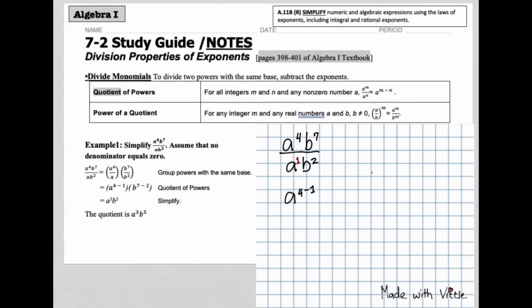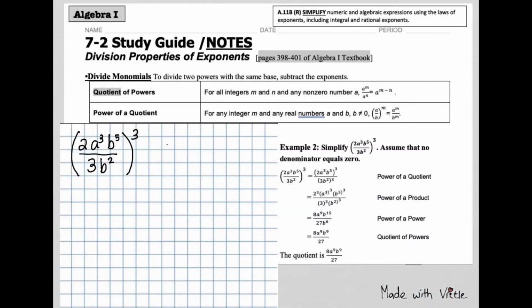The same base, a to the fourth and a to the first power, you have to subtract their exponents or powers. So it will become a to the third power. Do the same thing with the b variable. So our final answer is a to the third, b to the fifth.